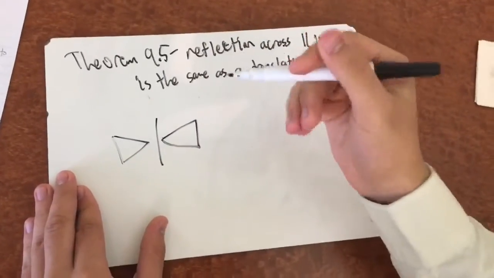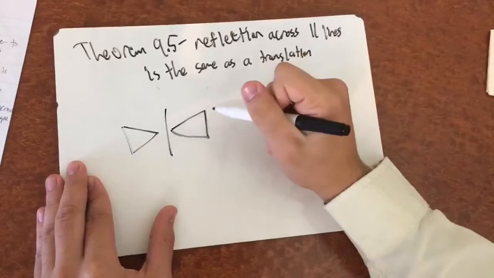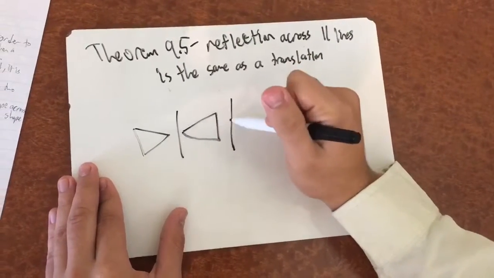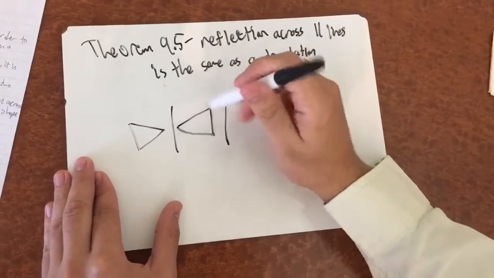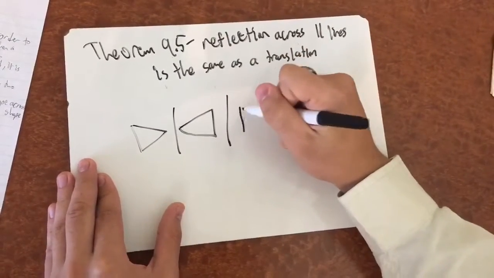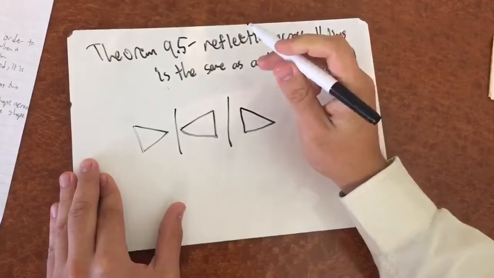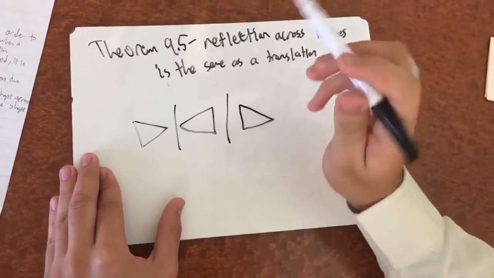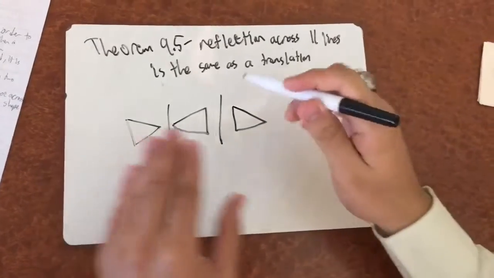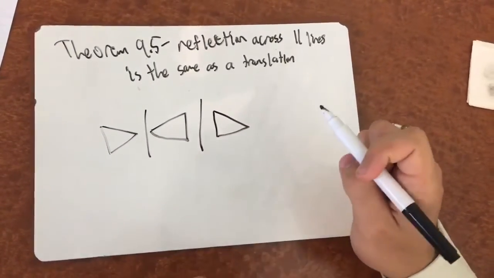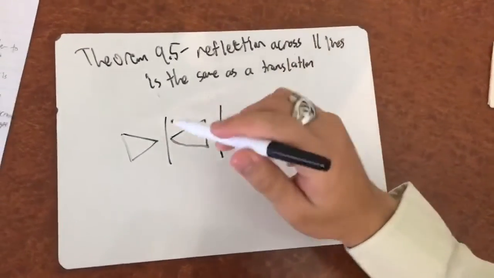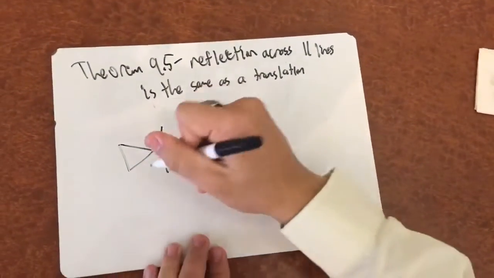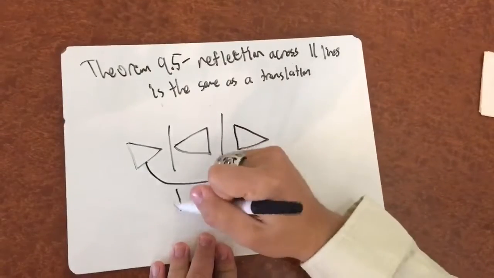I can't draw it perfectly, but you get the idea. Now say you have another line, this one. These two lines are parallel. You reflect this shape across this line, and you end up with this as your result. Notice how the first shape and the final shape are congruent and they're facing the exact same direction. According to Theorem 9.5, since we reflected across two parallel lines, this is essentially a translation.